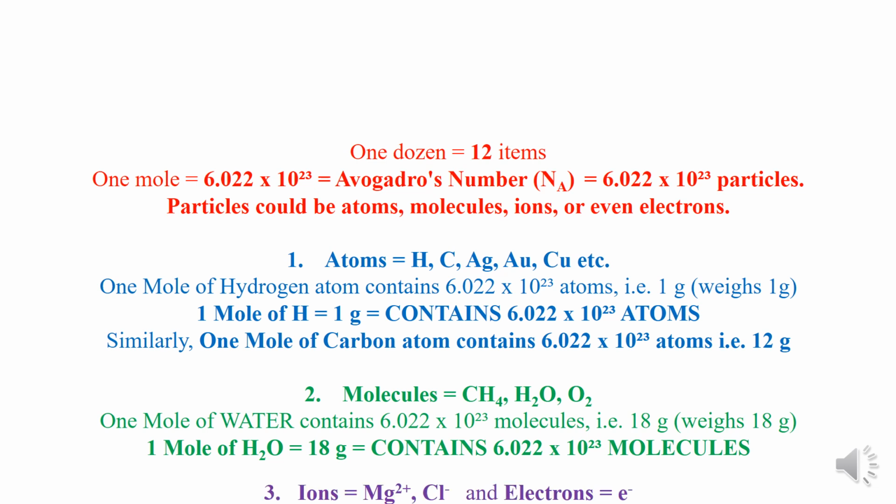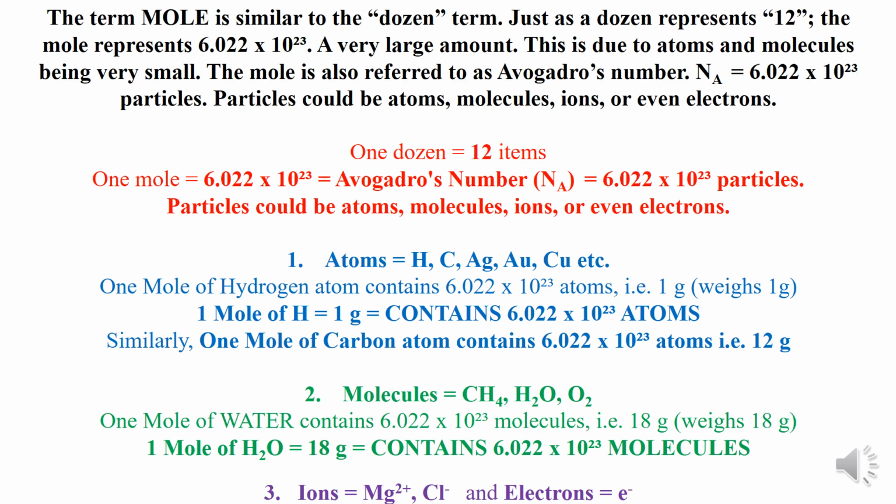Now the mole concept can also be considered in terms of ions and electrons. That is the number of ions as well as the number of electrons. So the Avogadro number of particles could be either in terms of atoms, molecules, or ions, or even electrons.